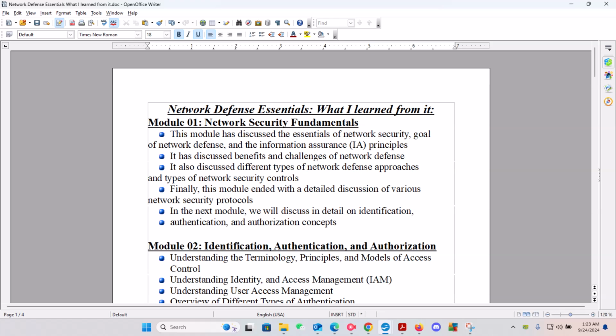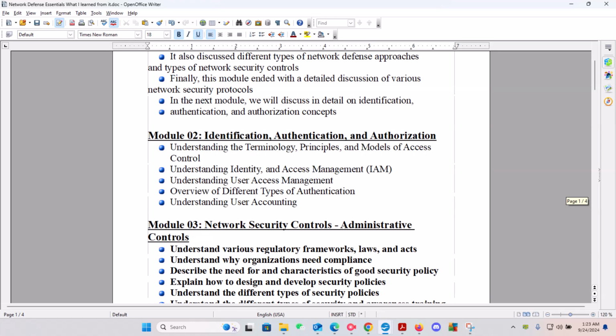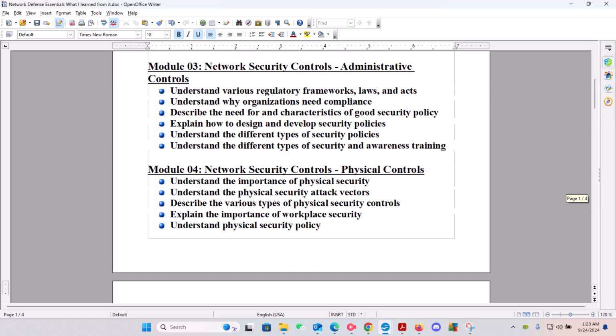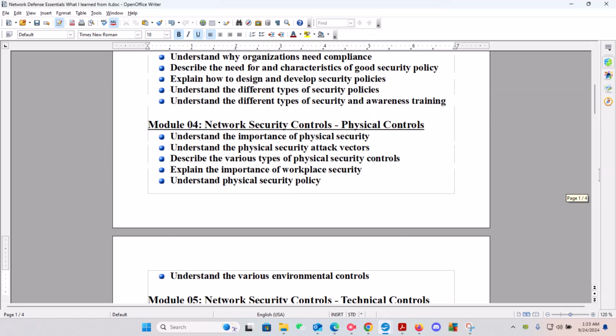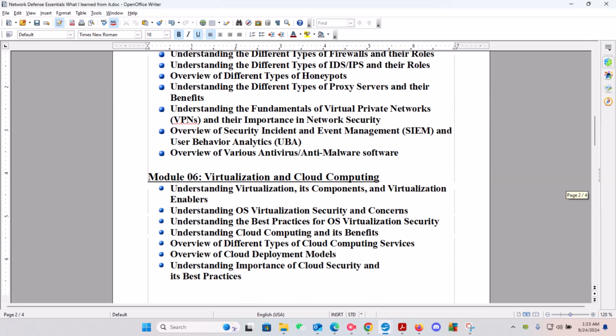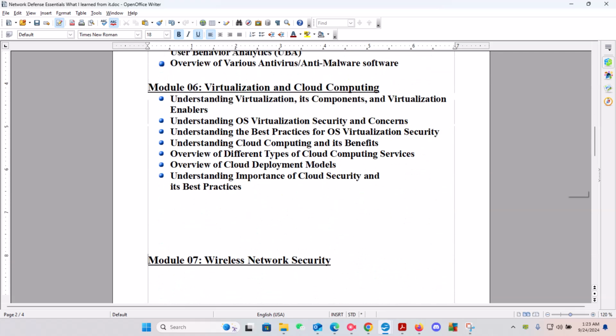That is Module 1, which is Network Security Fundamentals. Module 2, Identification, Authentication, and Authorization. Module 3, Network Security Controls, Administrative Controls. Module 4, Network Security Controls, Physical Controls. And Module 5, Network Security Controls, Technical Controls. Okay, so that's the first five.